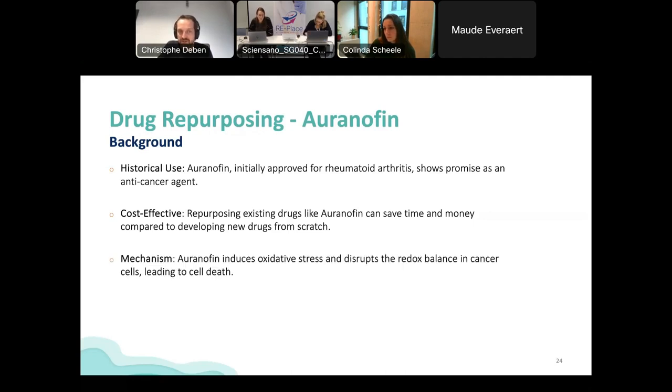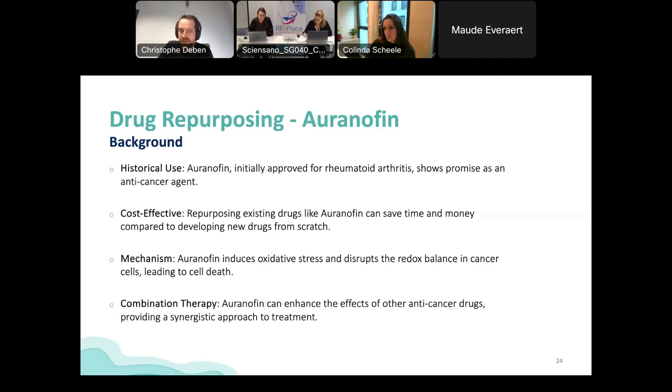And the mechanism of action of auranofin is mainly through induction of oxidative stress, leading to cancer cell death. In the literature, there are a lot of papers and studies that show that auranofin can effectively be combined with other anti-cancer drugs, resulting in a synergistic interaction. So synergy means 1 + 1 = 3. The effect of both drugs combined is more than the expected sum, which is of course also beneficial, as you can use lower doses of a therapy but get a stronger effect.